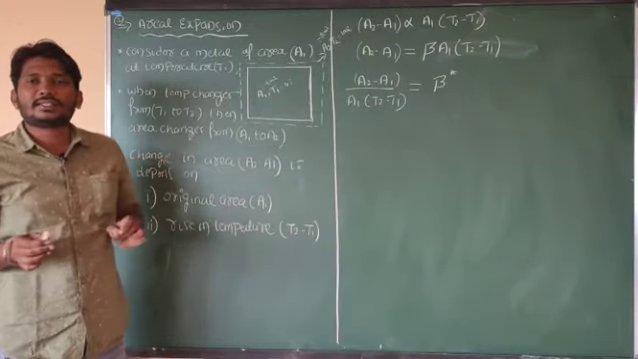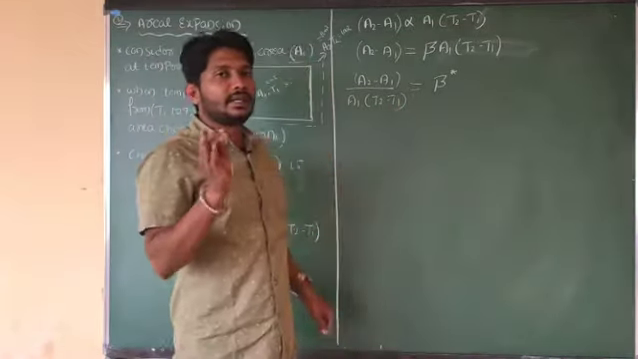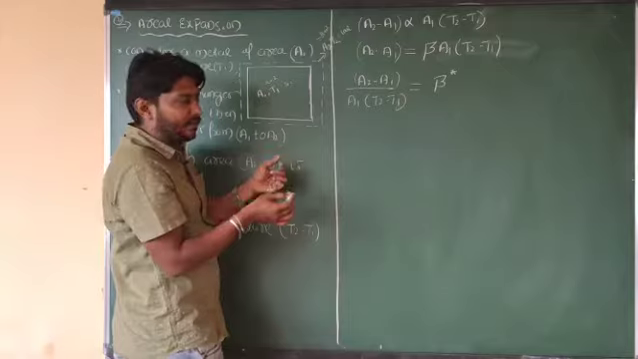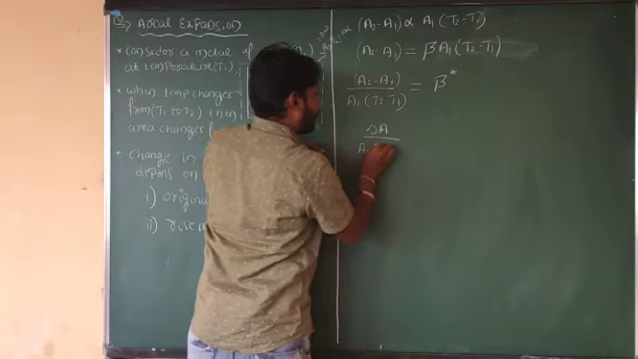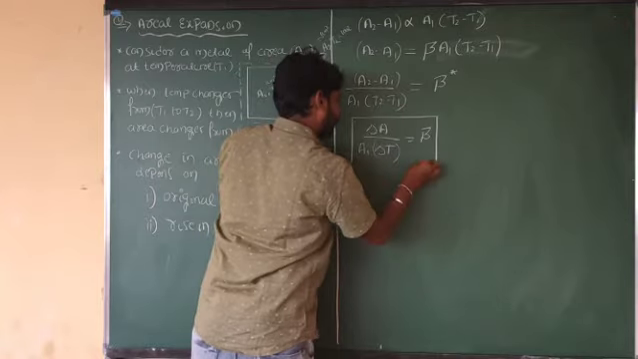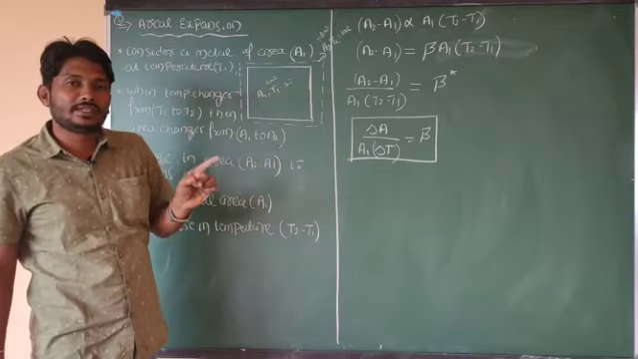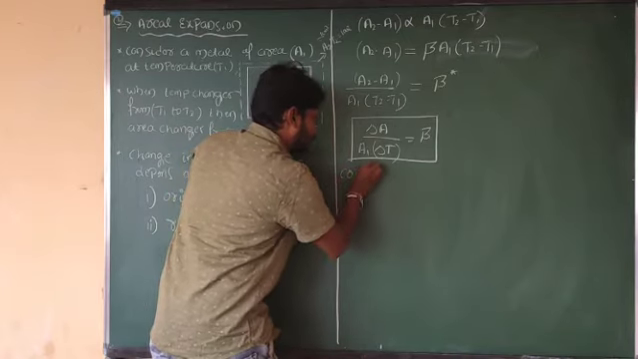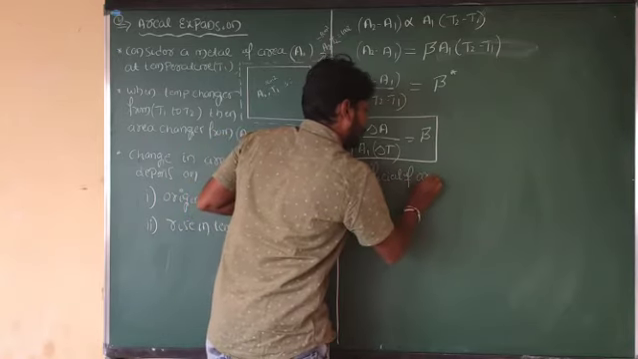So what does alpha represent? Alpha represents the coefficient of linear expansion, whereas beta represents the coefficient of areal expansion. Or A2 minus A1, I will take as delta A, divided by A1 into T2 minus T1, which I will take as delta T. So that is equal to beta here. Look here, what does beta represent? Beta represents the coefficient of areal expansion. So what is the coefficient of areal expansion?